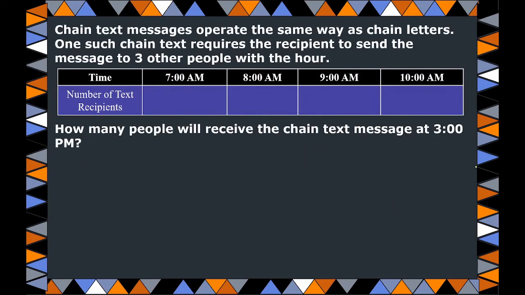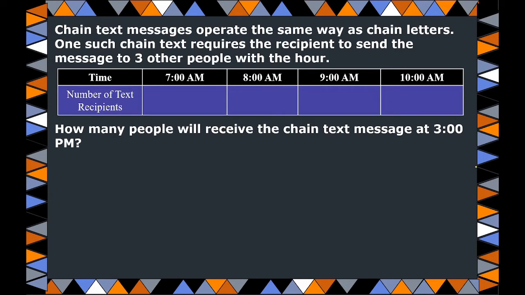Chain text messages operate the same way as chain letters. So I'm going to give you an example of a chain text message that I received last week. Here it goes: "Send this to 10 of your closest friends and your friendship will last longer within 1 hour." I have another chain text message that I received a few weeks ago: "Send this to 3 of your family members and you will have a bountiful life. Send this within the day." So those are examples of chain text messages that I have received or probably you have received.